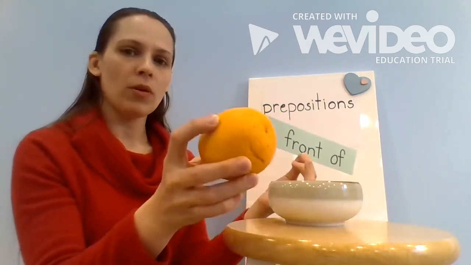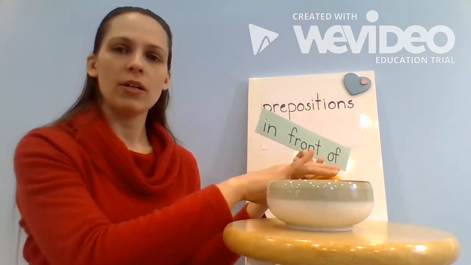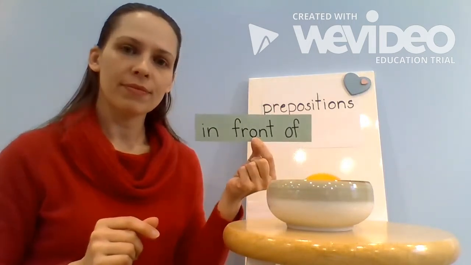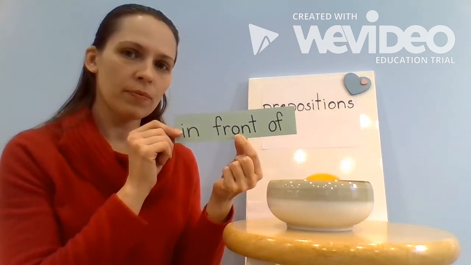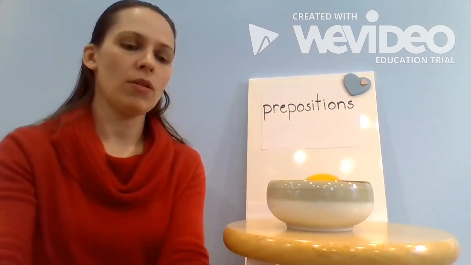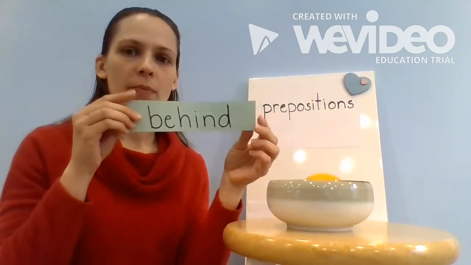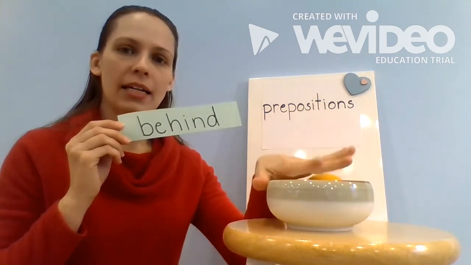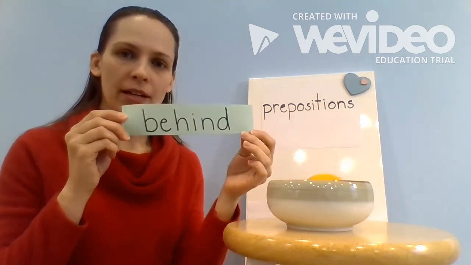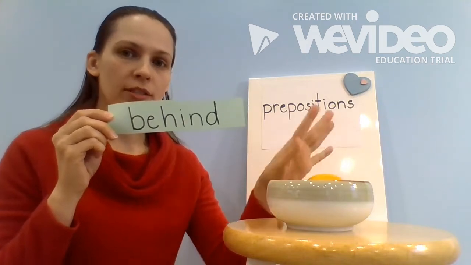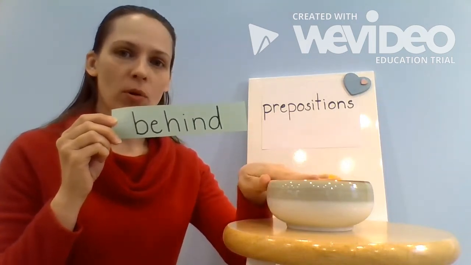What about if I put the orange here? Is that in front of? No, it's not in front of. We have to go all the way back to this one. Behind. The orange is behind the bowl. Okay? Because remember, you have to say the thing you're talking about first. So the orange is behind the bowl.